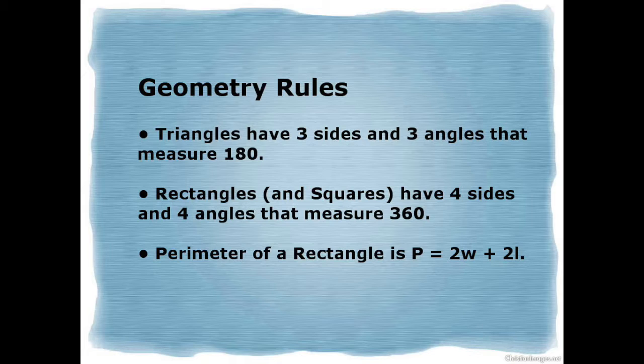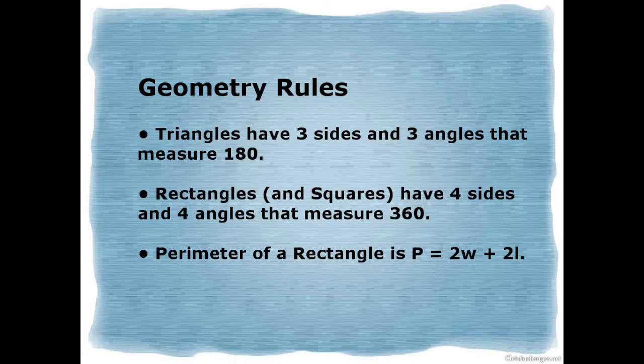But there's a fourth thing that you need to know about rectangles. The formula for a perimeter of a rectangle is P equals 2W plus 2L. That is to say, perimeter equals 2 times the width plus 2 times the length.